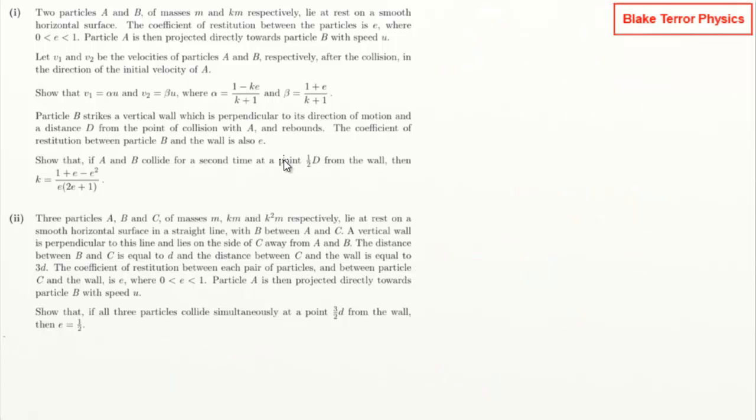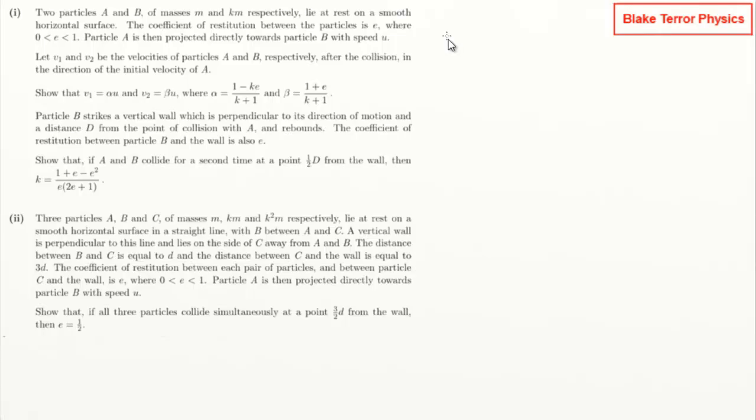Next bit of the question then. Particle B strikes a vertical wall, which is perpendicular to its direction of motion, distance d from the point of collision with A, and rebounds. The coefficient of restitution between particle B and the wall is also e. Okay, so show that if A and B collide for a second time at a point d over 2 from the wall, then we get that for k.